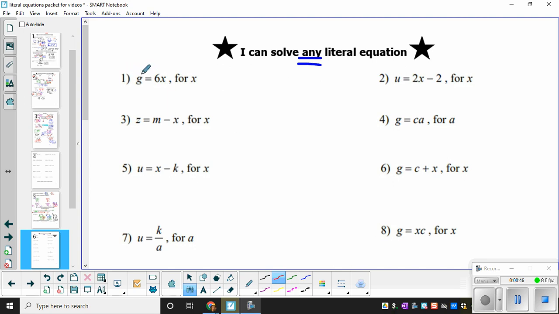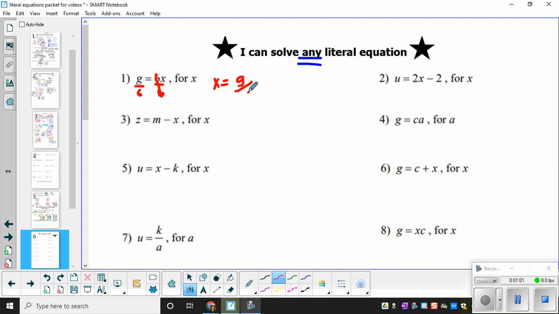So for number 1, we've got that g equals 6x, and we're going to solve it for x. So if I'm trying to solve this thing for x, I would just divide both sides by 6. And here that cancels out. So x equals g divided by 6.